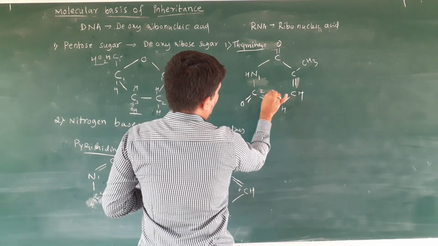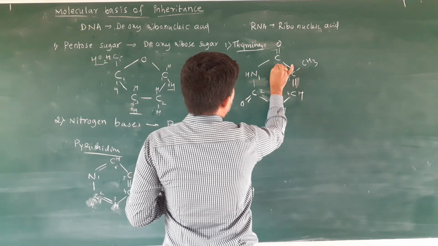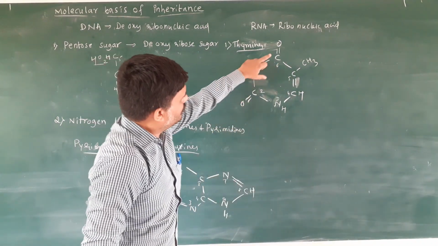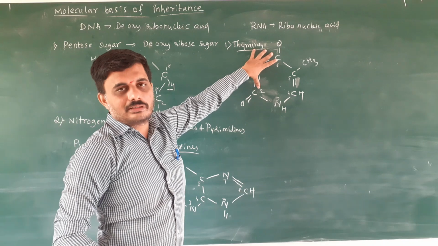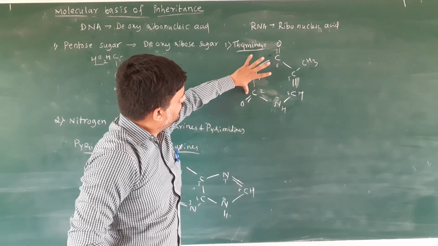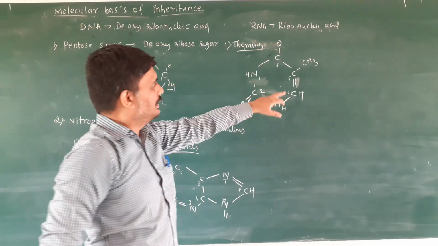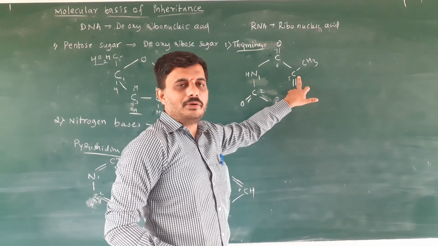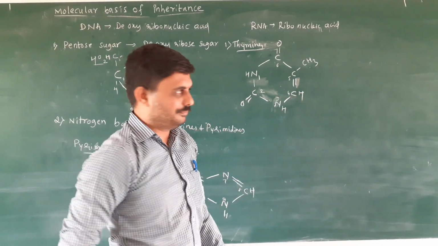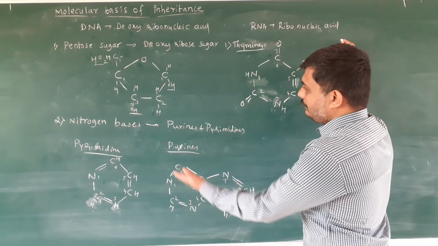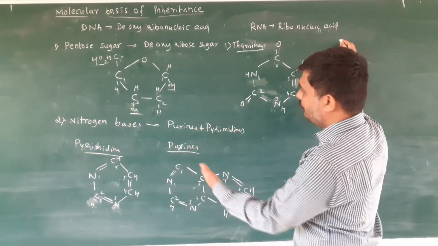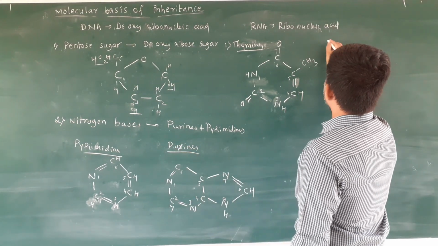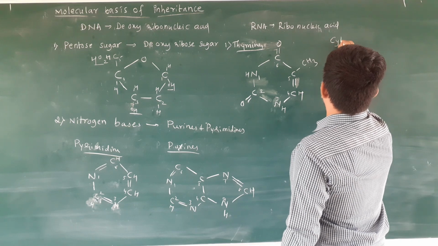So 1, 2, 3, 4, 5, 6. The ketone group or oxygen atom is attached at the second and fourth positions, and at the 5th carbon the methyl group is attached. The second nitrogen base, or pyrimidine, present in DNA is cytosine.